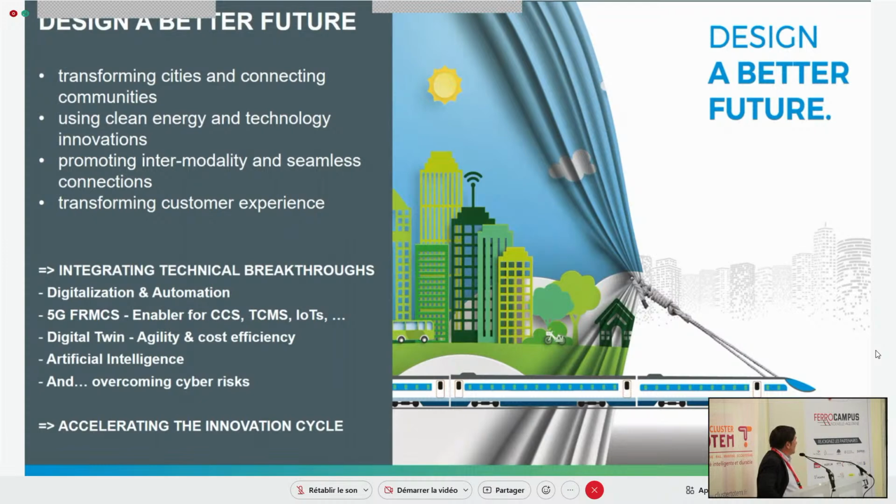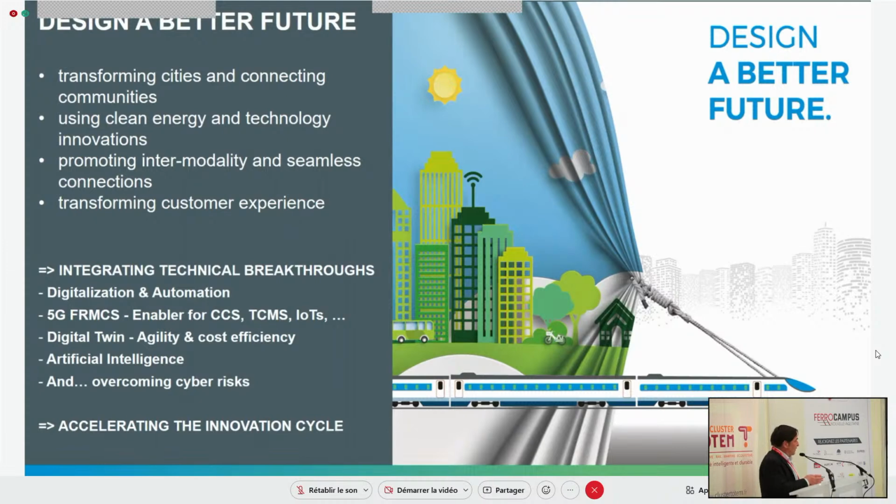So the first thing we discussed is digitalization, automation. It's very important that we do these things, but every time that we are doing this, we have to understand that we do this not for themselves, but for a result, which is outside of themselves. It's for enhancing customer experience, promoting intermodality, and making a clean energy and clean world.